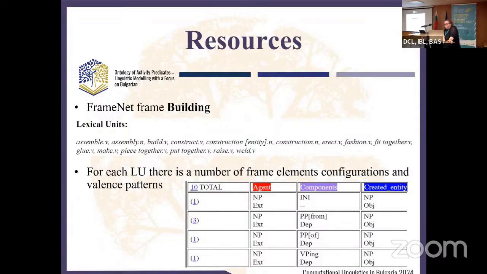But what is also useful for each lexical unit in FrameNet is a list of syntactic patterns. First of all, there is a list of configurations of frame elements that this verb can appear with. So for the verb built, one of the most common configurations is agent, components, and created entity. You can see also the possible syntactic patterns that can appear in this configuration. And also useful is their frequency in the corpus of annotated examples in FrameNet. This might be useful, for example, to exclude very rare examples, which are not representative for the usage of the verb.